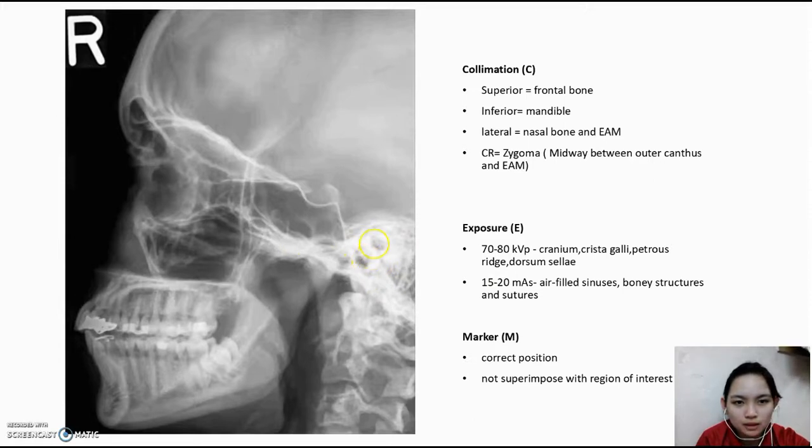The normal range for the mAs is 15 to 20. The mAs is adequate too because it can differentiate the facial sinus from the bony structure. There is a marker indicating that this is the right side of the facial bones, and the marker is not superimposed with the region of interest.